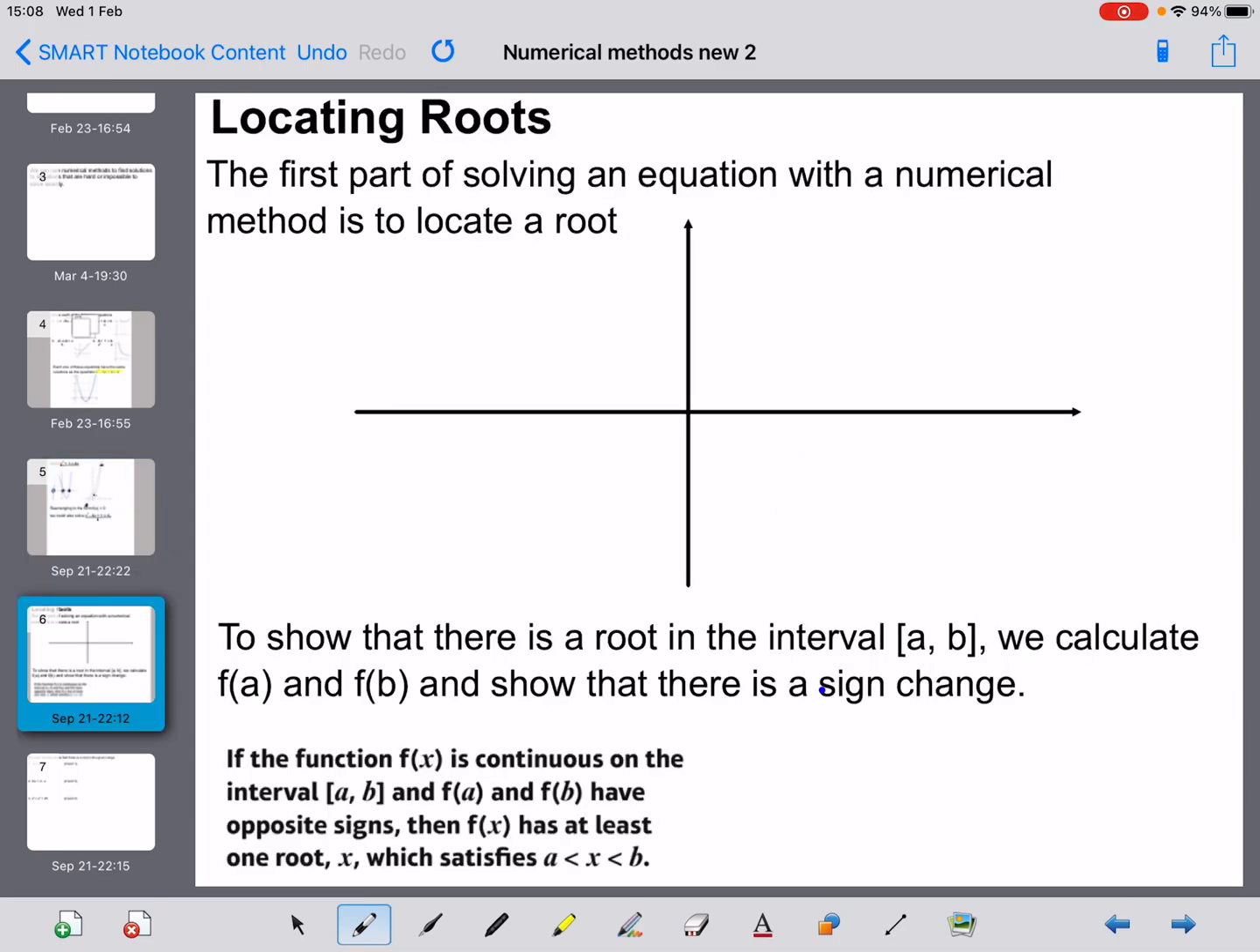The first part of the problem is locating where a root is roughly. What you're going to be expected to do is show that a root is in a particular given interval. So I'm just going to draw a random graph of y equals f of x, some random cubic. Let's say that's at minus 4, that's at minus 2, and that's at 2.